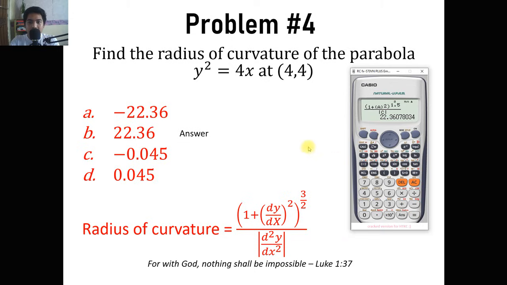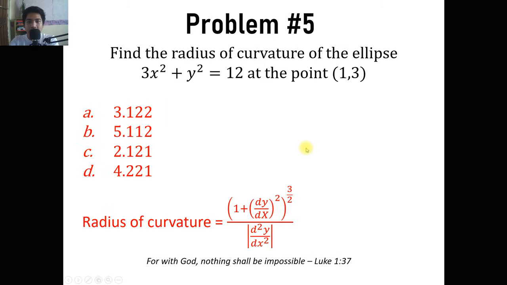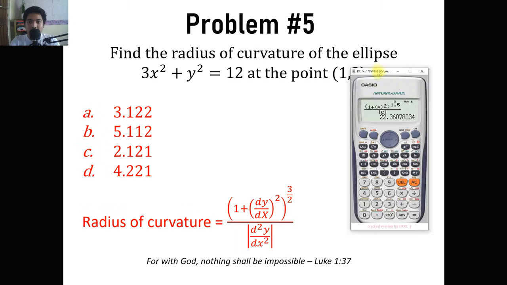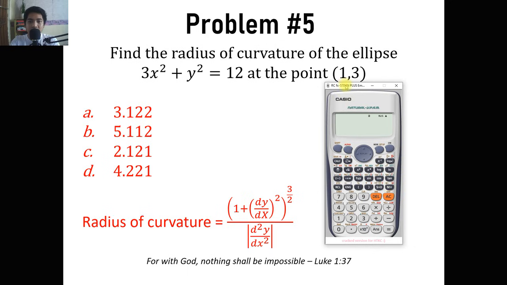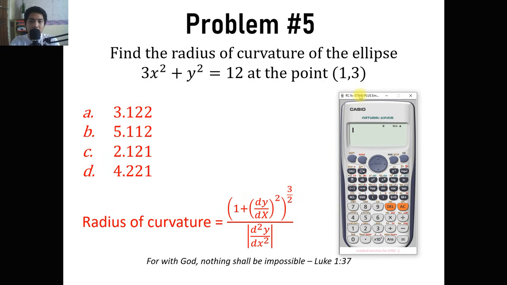Okay, so let's try another problem. For problem number 5, still the radius of the curvature. Find the radius of the curvature of the ellipse 3x squared plus y squared equals 12 at the point (1, 3).